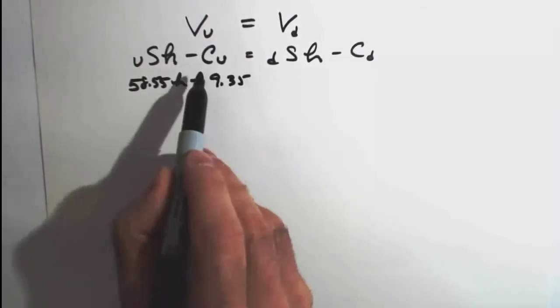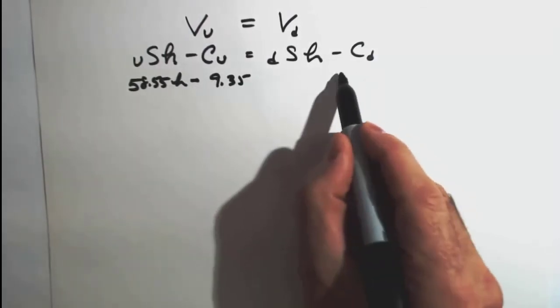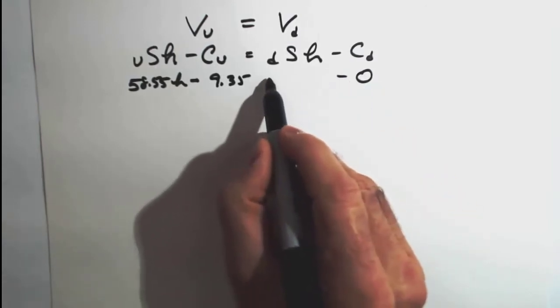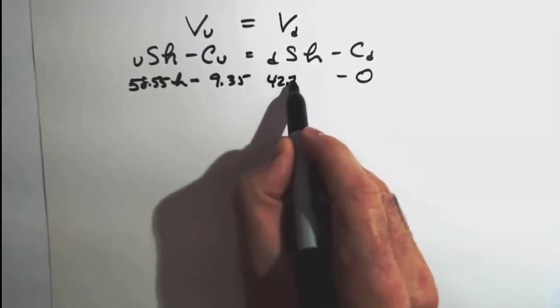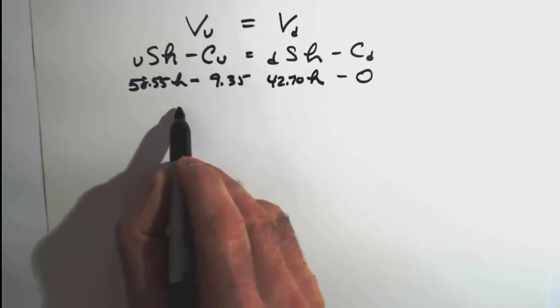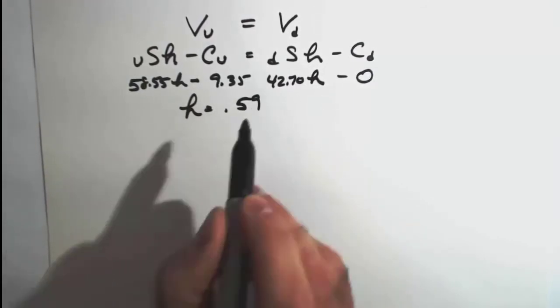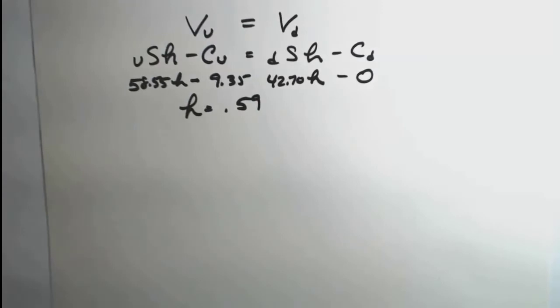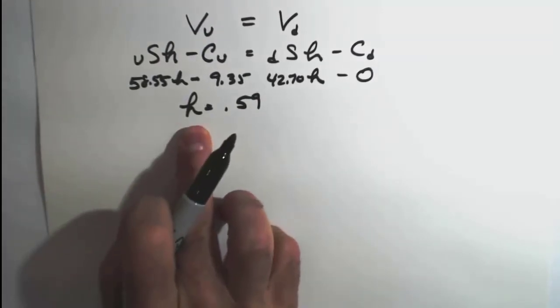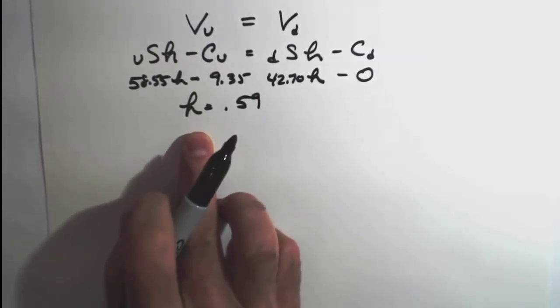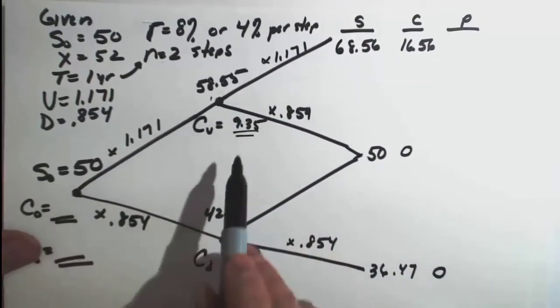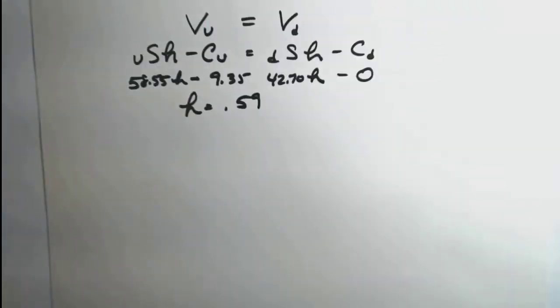We plug in the numbers we just solved for CU and CD, by the way, and it's going to result in solving for H. H equals 0.59. Okay? That's the new hedge ratio. So the hedge ratio changes at each node on the tree. Each node of the tree, the hedge ratio changes, by the way. So keep that in mind.